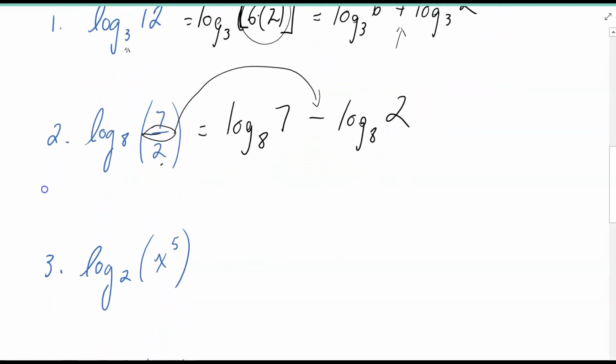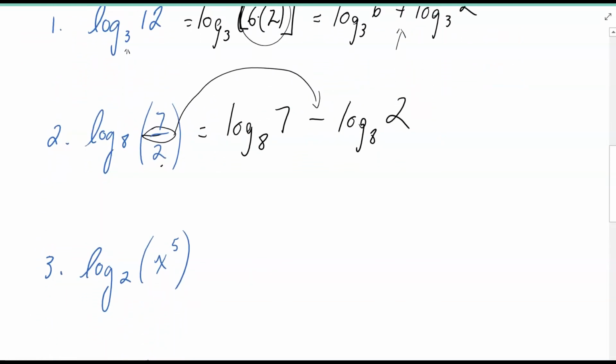Let's take a look at this one, which is going to apply the power rule. We have an exponent of 5 on the argument. So this can also be written with the 5 as the coefficient of the logarithm. So this is equal to 5 log base 2 of x to the 1. This is a very useful one because if this was equal to some other number, now 5 is just multiplied by log base 2 of x, so it can be divided to the other side to isolate log base 2 of x.